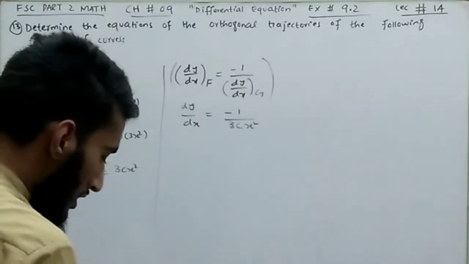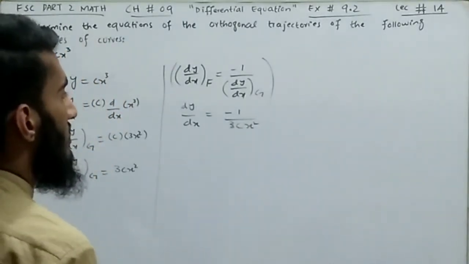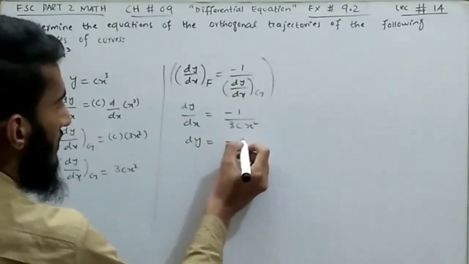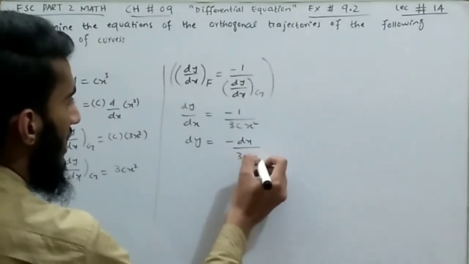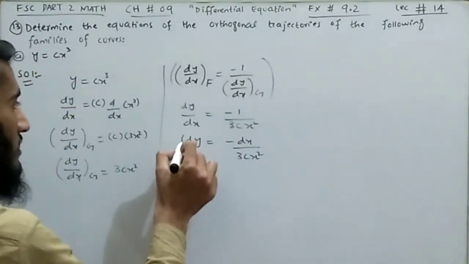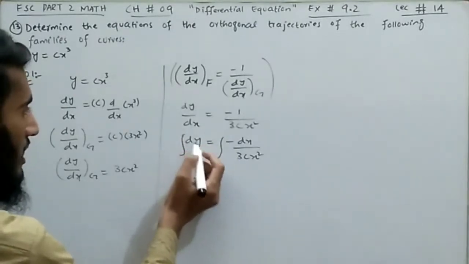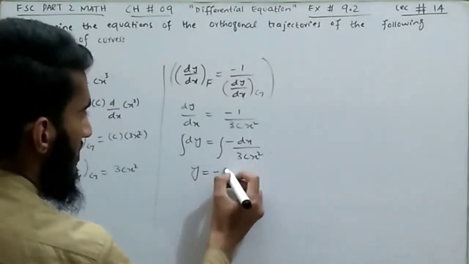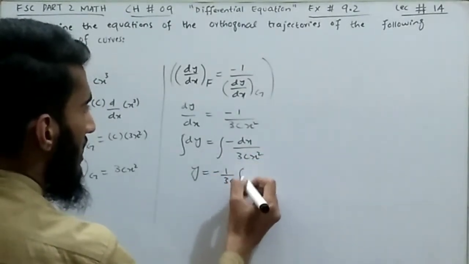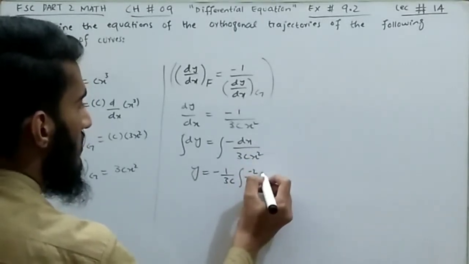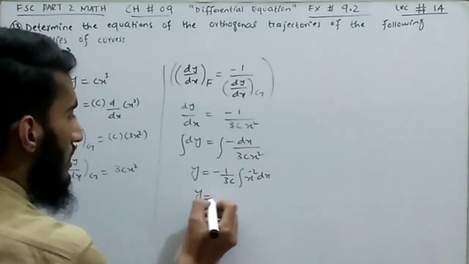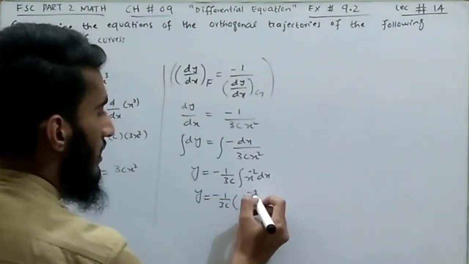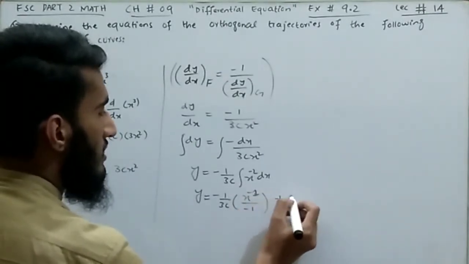3cx^2. Now over here I will use a separable differential equation. So shift dx to this side, it becomes dy = -dx/(3cx^2). Taking the indefinite integral on both sides, the integral of dy is y, which is equal to -1/3c, where c is a constant. Inside we are left with dx over x^2, which gives x^(-2) dx. So y = -1/(3c) times the integration of x^(-2), which is x^(-1)/(-1), plus the constant of integration.